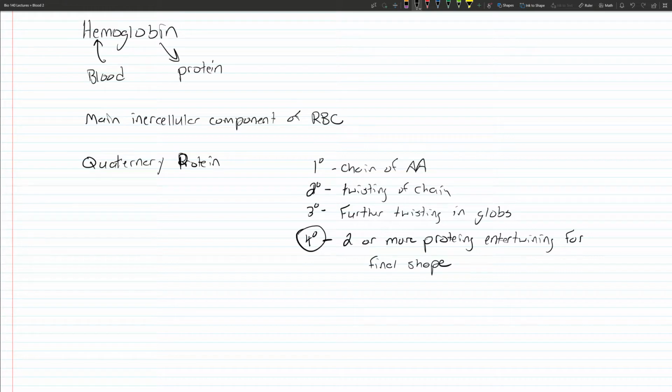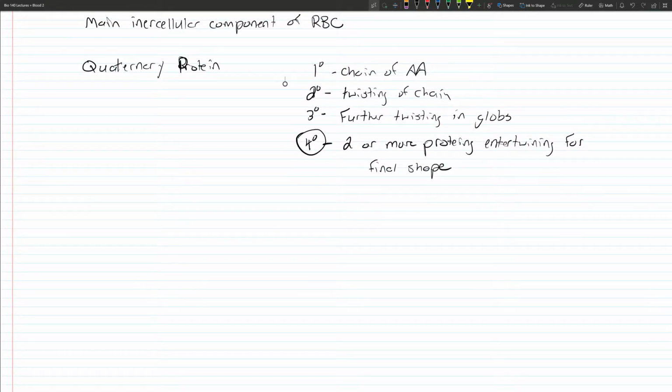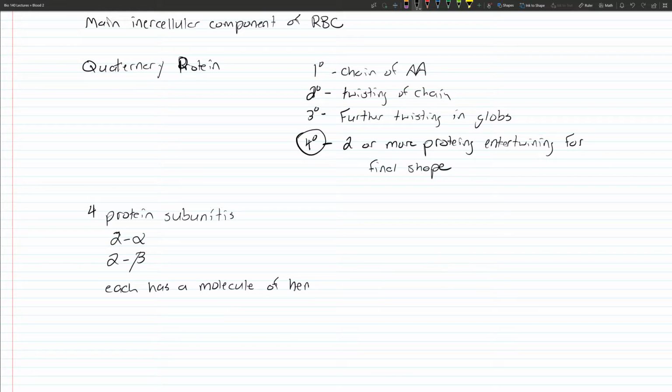Okay. So when we say we got a quaternary protein of hemoglobin, there are 4 protein subunits in hemoglobin. Okay, 2 alphas and 2 betas. All right. Each one of these 2 alphas and 2 betas has a molecule of heme. Okay, this is important because this will turn into bilirubin.